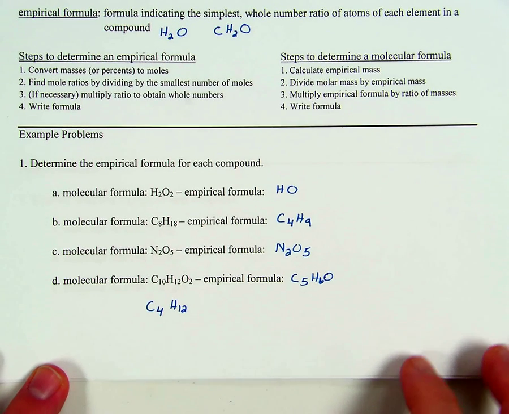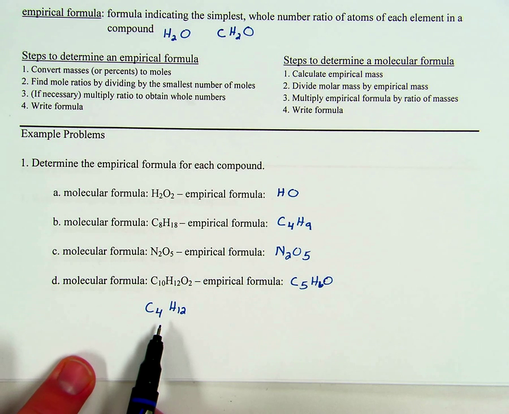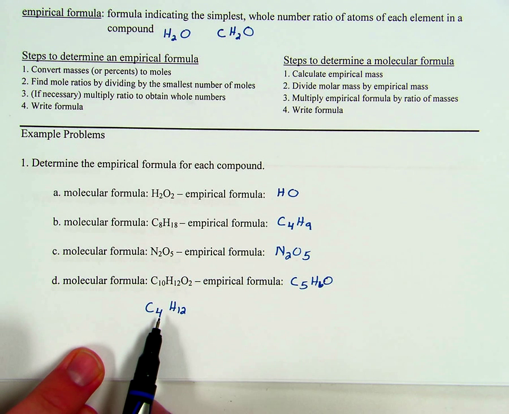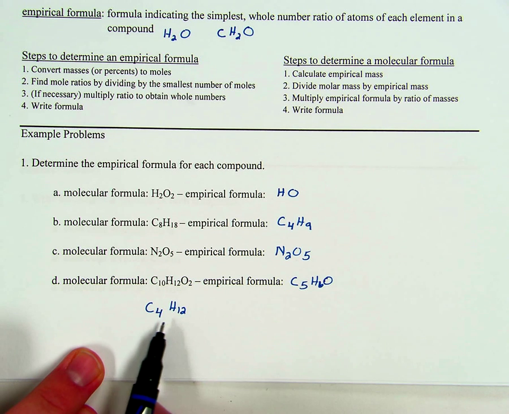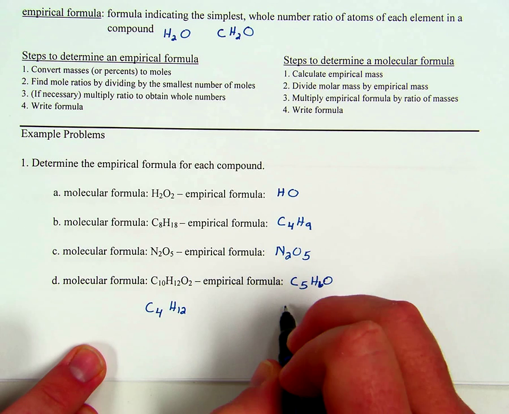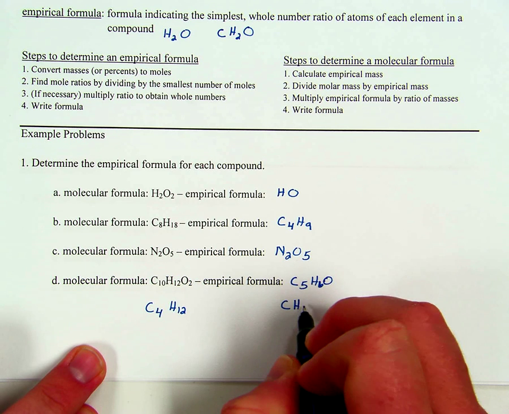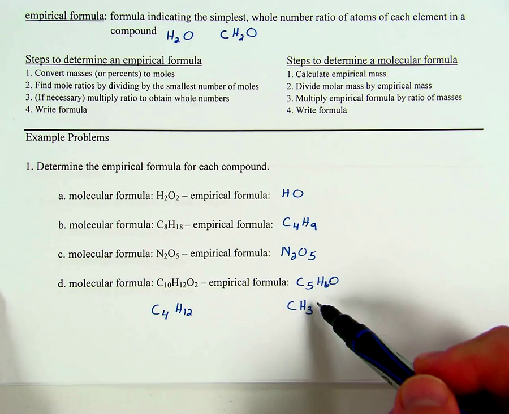Well, I could divide them by 2. That would be correct as far as getting a number I could divide them by. That would give me 2 and 6. But I could divide it by even a larger number. 4 and 12 are both divisible by the number 4. So if I divide them both by 4, that would give me CH3. That would be my formula there. Alright, so this is how we can find an empirical formula from a molecular formula.